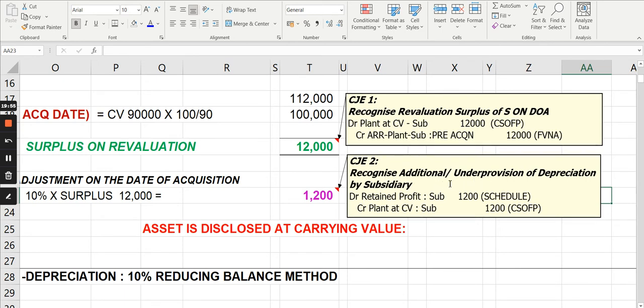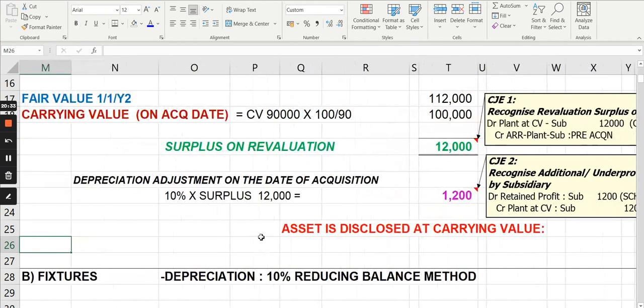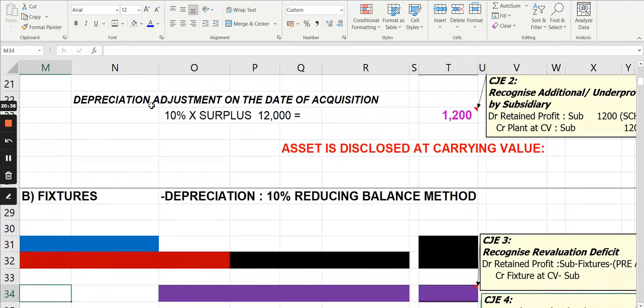You need to go and recognize additional depreciation in the group account. So debit the retained profit of the subsidiary, 1,200. You will adjust them in the schedule, and you will not credit accumulated depreciation because there is no accumulated depreciation. You are going to credit the plant account at the carrying value, of the subsidiary, 1,200. Don't forget to do the adjustment in your schedule. Because the asset is disclosed at carrying value, we do the adjustment for the plant at carrying value. You repeat the same adjustment here for fixtures.